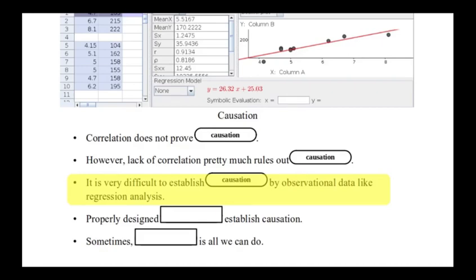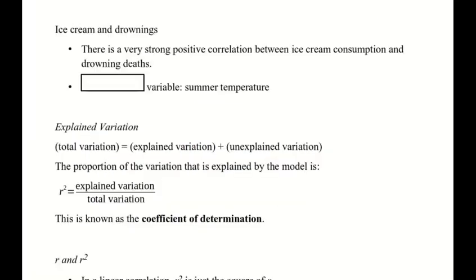Of course, we know that there's also Bayesian statistics. A properly designed experiment is used to establish causation, although sometimes even a classical statistician will acknowledge that sometimes observation is the best that we can do. The example of this that we've been using all semester is ice cream and drowning. There is a very strong positive correlation between ice cream consumption and drowning deaths. And of course that's because of summer temperatures. There's that lurking variable that causes both to happen at the same time.